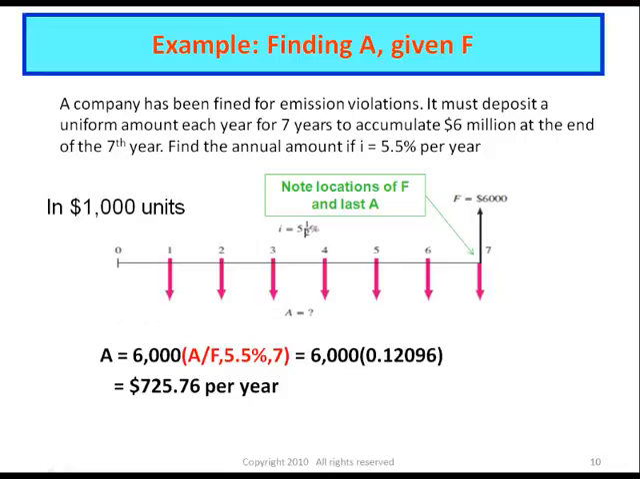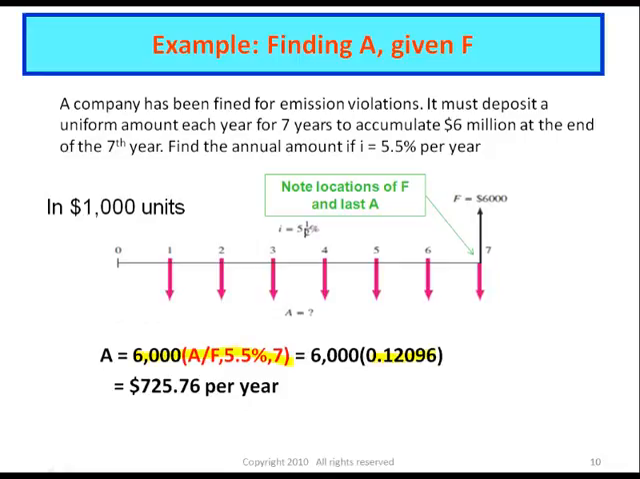Let's assume that a company has to pay a $6 million fine because it violated emission controls set by the government. As is often the case, the fine can be paid out in installments over a period of years. If money is worth 5.5% per year, and the company has 7 years to pay the equivalent of the $6 million, the cash flows are shown here. And the required annual uniform A series is found using the A/F factor.